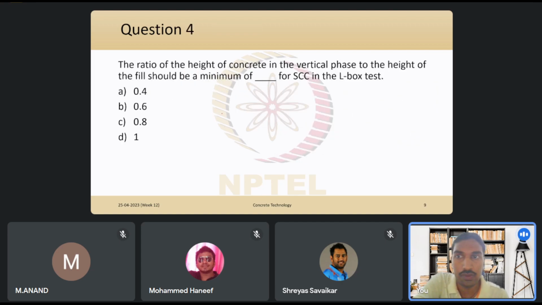Question number 4: the ratio of the height of concrete in the vertical face to the height of the fill should be a minimum of dash for SCC in the L box test. The options are 0.4, 0.6, 0.8, and 1.